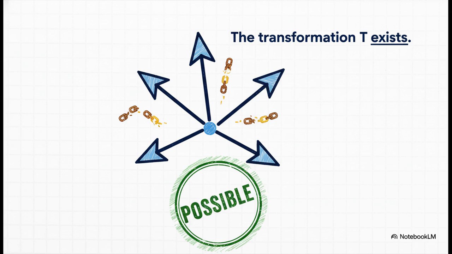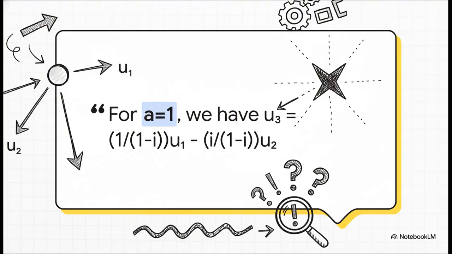When a equals 0, the determinant is 1, so our vectors are linearly independent. That means they form a basis, which is basically a solid foundation for the entire vector space. And a fundamental theorem of linear algebra says that if you have a basis, you can always define a linear transformation that sends those vectors wherever you want. So for a equals 0, yes, T can absolutely exist. Case closed.